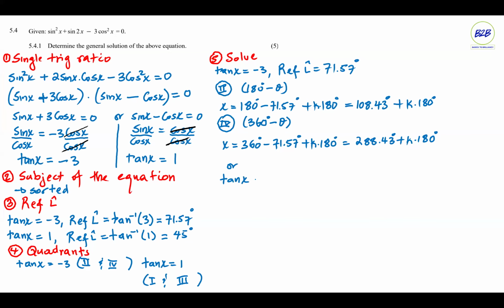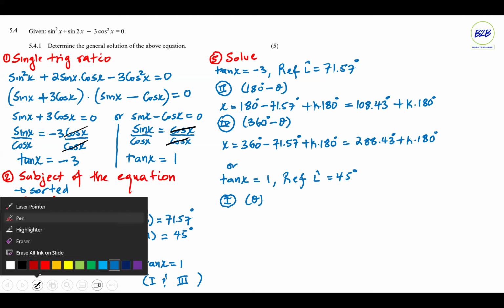Tan of x is equal to positive 1. What was the reference angle for that? It was 45 degrees. Then how do we then solve for that? We say, okay, which quadrants did we select? The first. Let us then deal with the first quadrant. What are we going to use in the first quadrant? Just theta. What is theta? The reference angle, which is 45 degrees.